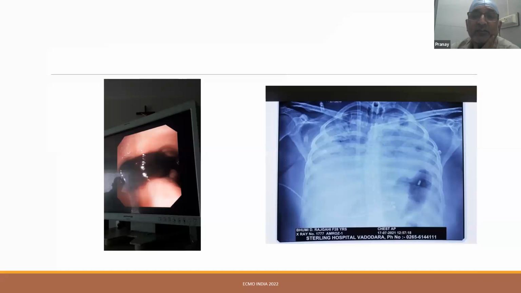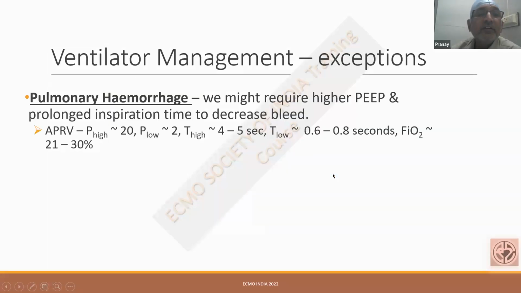If you have a patient like this with a pulmonary hemorrhage, and the lung and the trachea get filled up with blood, this is the X-ray like this. Then you might be required to keep the patient on high PEEP. For a diffuse pulmonary hemorrhage, the treatment is going to be PEEP. High PEEP is going to help to stop pulmonary hemorrhage.